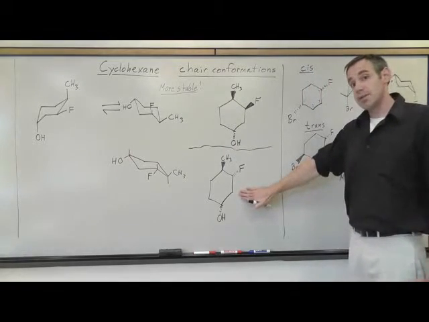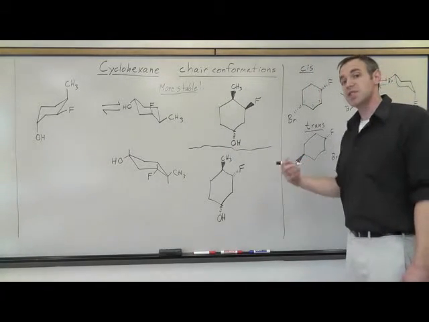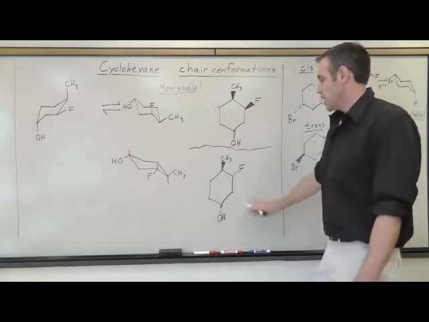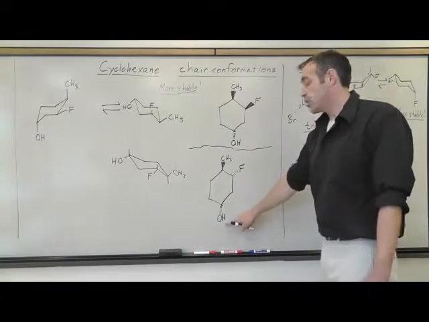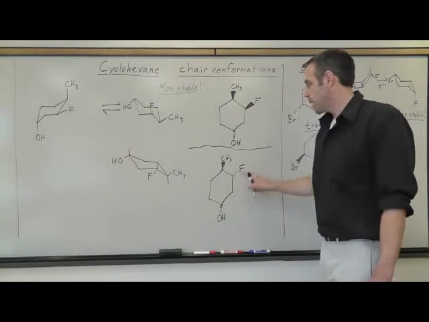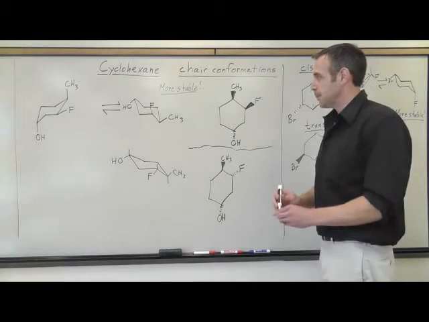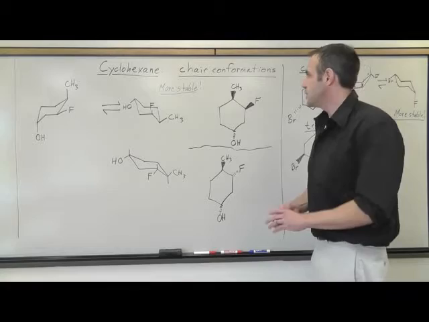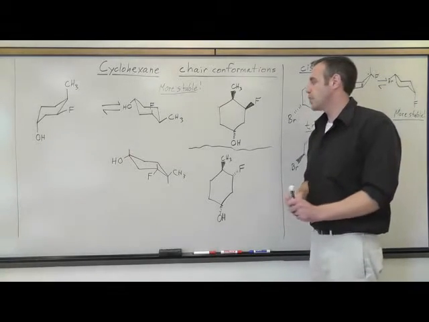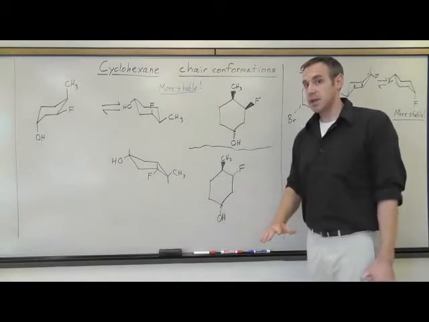And so this chair conformation would represent the most stable possibility. Now, the fluorine and the hydroxy group are cis to one another, and both of these groups would be considered trans to the methyl group. And that should give you some insight into how to draw more complicated cyclohexanes.